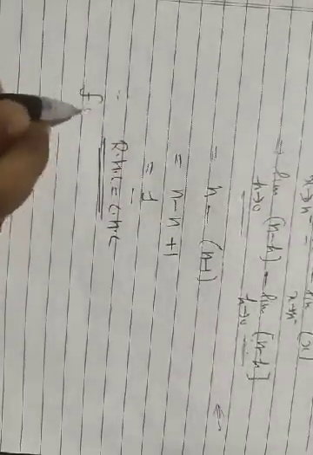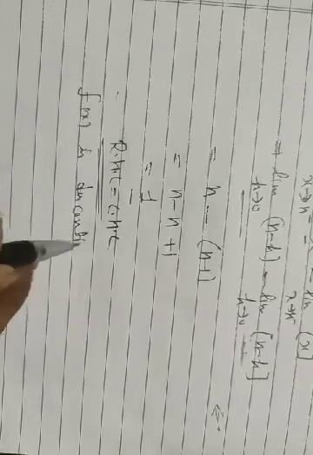Now what do we see here? We get our right hand limit as 0 and our left hand limit as 1. Since the right hand limit is not equal to the left hand limit, it means our function g(x) is discontinuous.